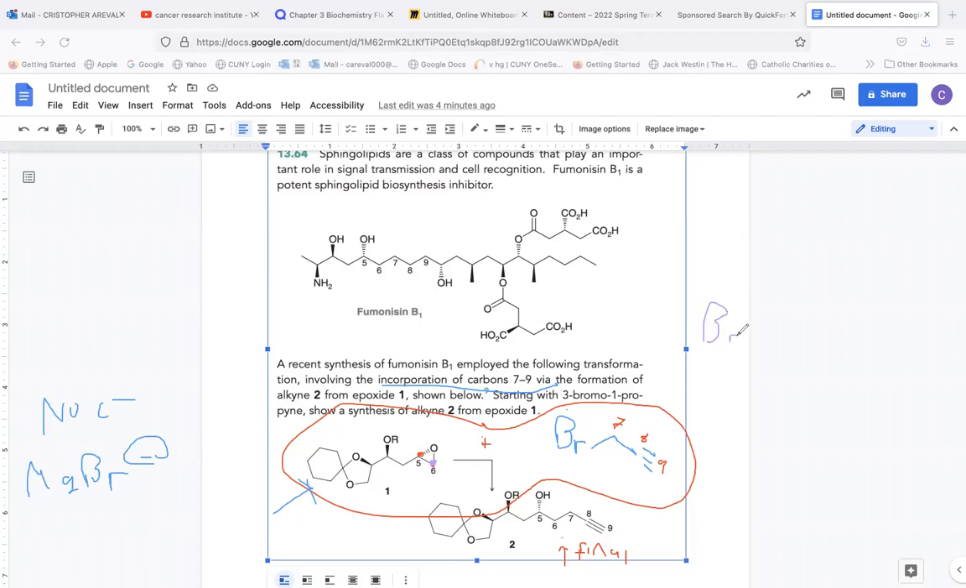So Br. How to make this a Grignard? Easy. Mg, and then H3O+ to work it up.